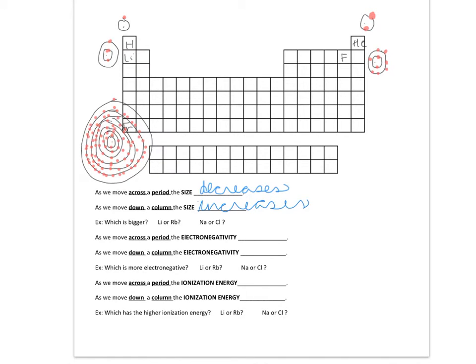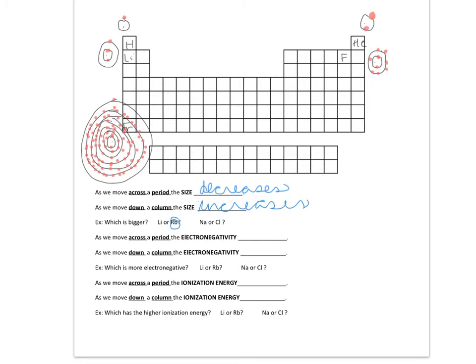So we're going to get asked questions like, which is bigger? Which has a higher atomic radius? Which has a lower atomic radius? So we're looking at lithium or rubidium. We know that rubidium is here, lithium's here. As we go down our column, we get bigger. So that means that rubidium is bigger than lithium.